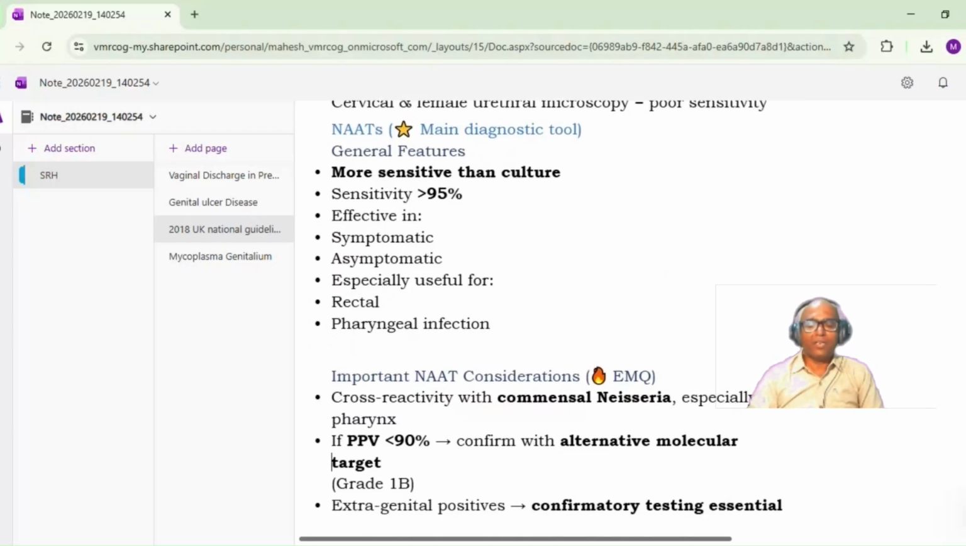Importantly, when we do NAAT testing, there is cross reactivity with commensal Neisseria, especially in the pharynx. So if you have a positive at an atypical site, we have to do confirmatory testing. If it is extragenital positive, then we have to do confirmatory testing.